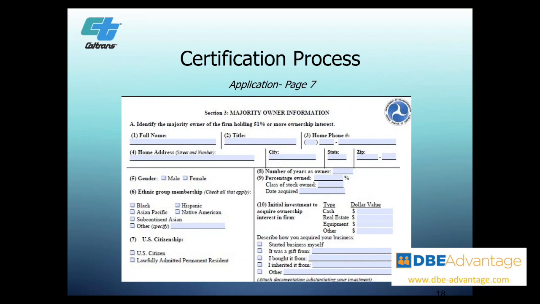51% or more ownership. You also would include any type of, if you are a stock corporation, for example, you would include the stock owned and when you've acquired the stock or the equity in the business, and so forth. This is important that you describe as much information as you can as you complete this information.